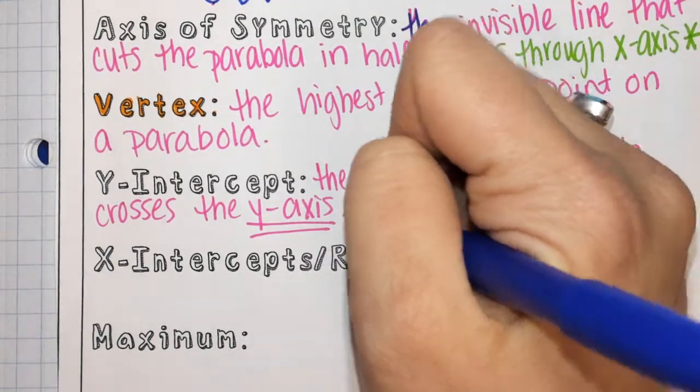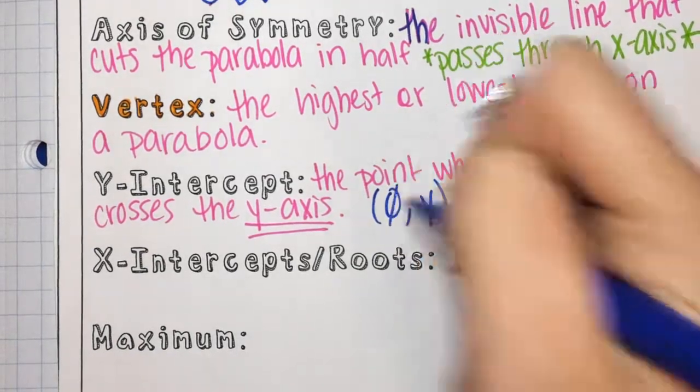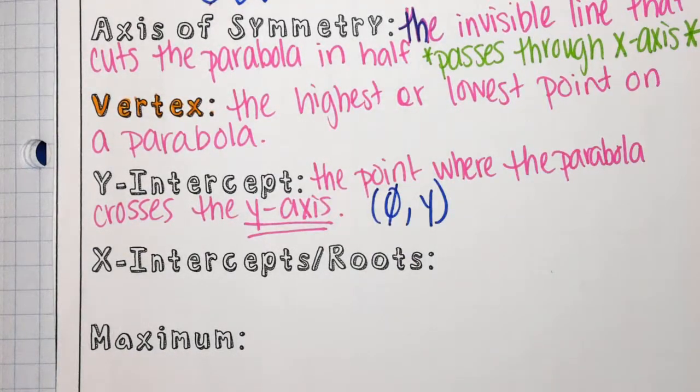So then the x-coordinate is 0. It's always 0 and a y coordinate. Always, always, always 0 and a y coordinate.